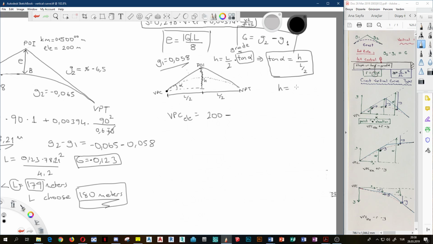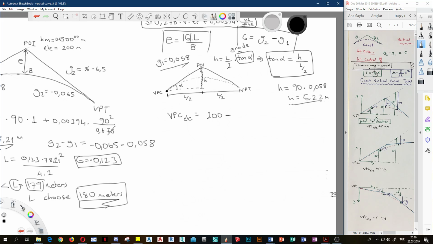hash is equal to L divided by 2 times tangent alpha. What is the L? L is 180 meters, and L divided by 2 is 90 meters, times tangent alpha, which is equal to 0.058. With the calculator, 90 times 0.058 is equal to 5.22 meters.